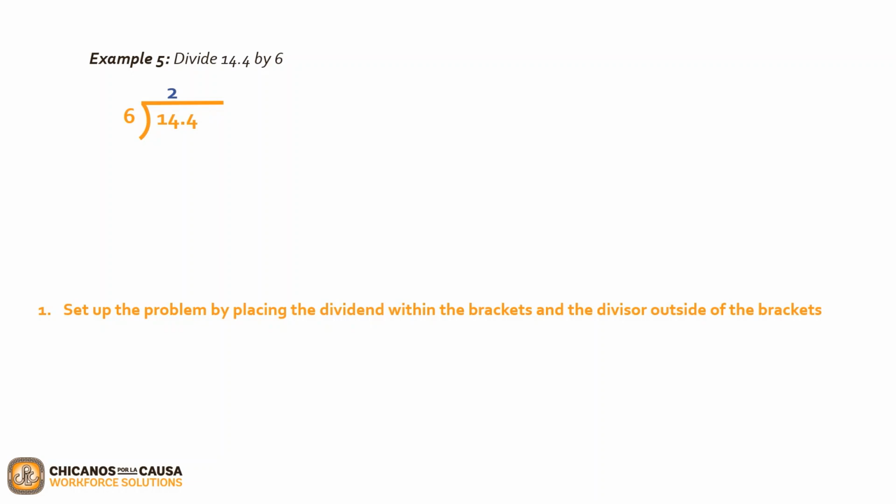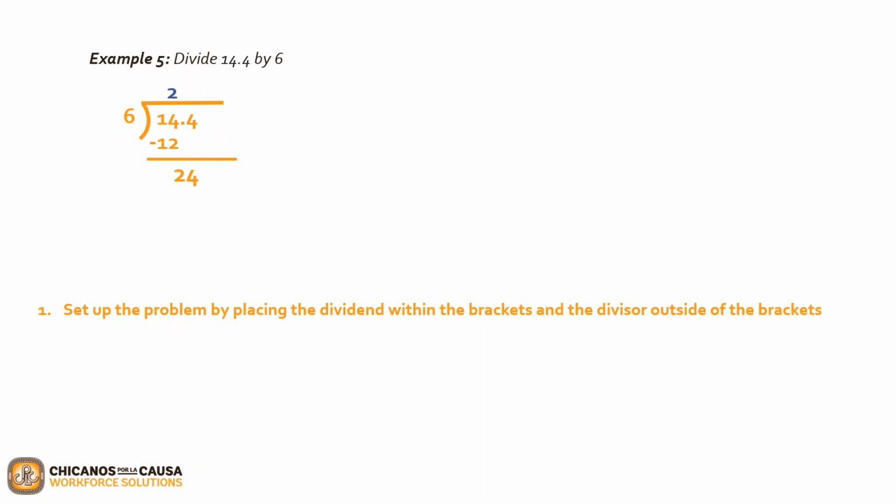6 divides into 14 2 times at most, given that 6 times 2 is 12. So we are then going to put 12 under 14. Now, unlike an addition problem, in division we're actually going to subtract. So we have 14 minus 12. This leaves us with a remainder of 2. Now, you can see that there is a 4 there, and that's because we brought down the 4 of the dividend so that it's next to 2.